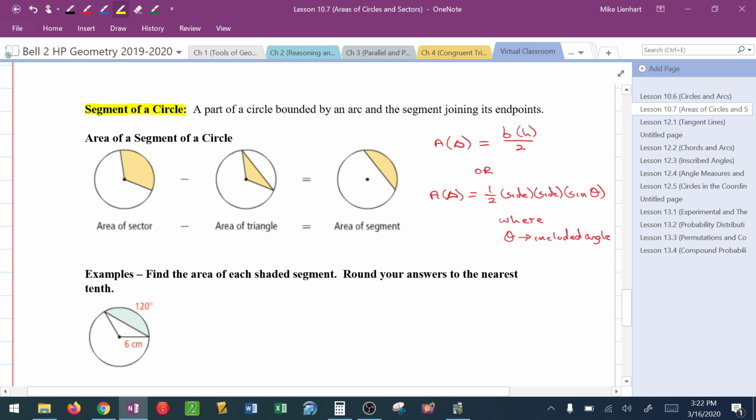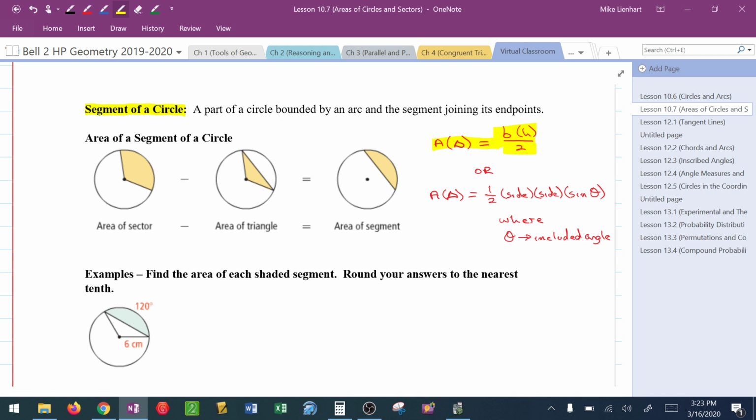Now, if you look at this diagram that I have, in order to find the area of a segment, what we have to do is find the area of a sector and subtract from that the area of a triangle. Now, there's two ways to find the area of a triangle that we should be familiar with. One is base times height divided by 2. That's how you find the area of a triangle.